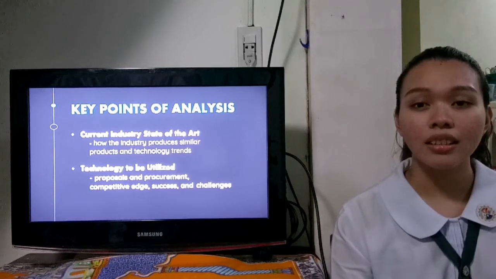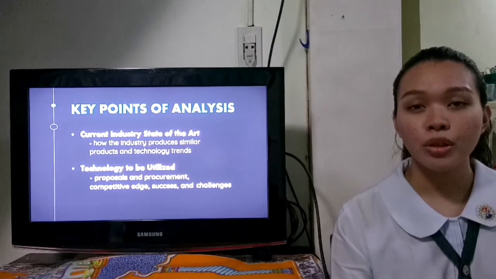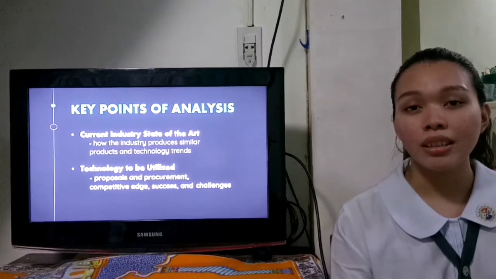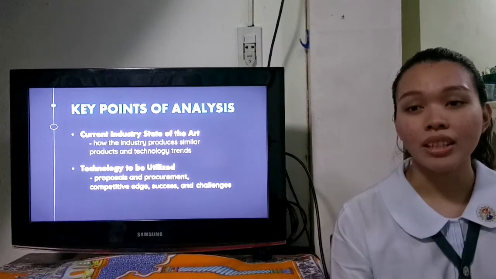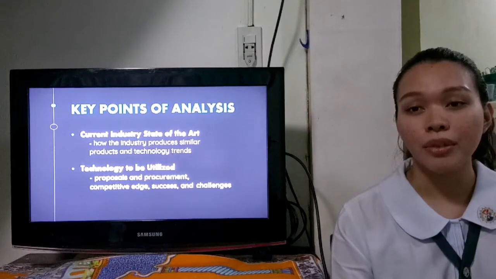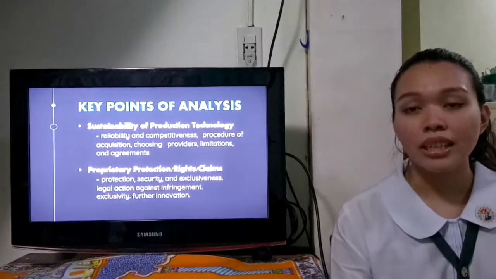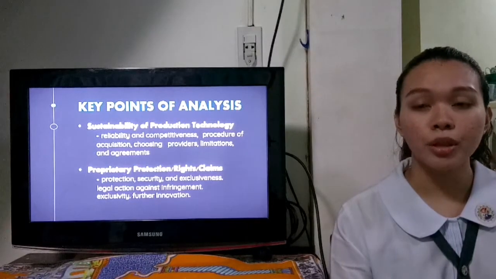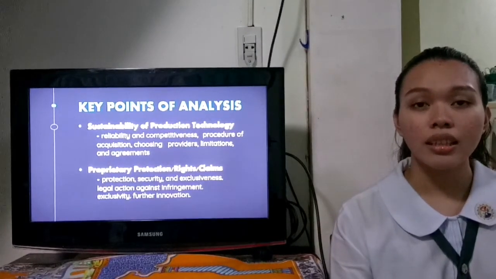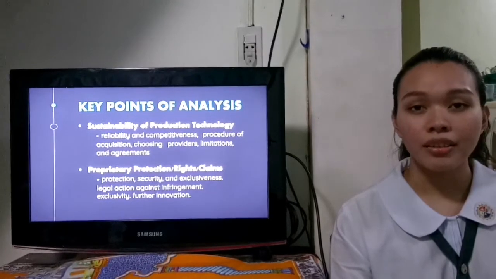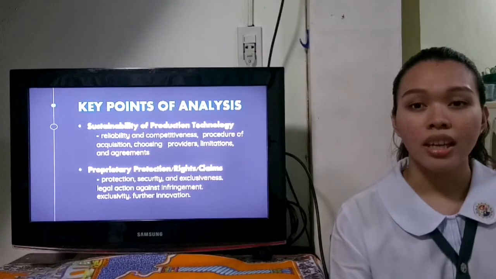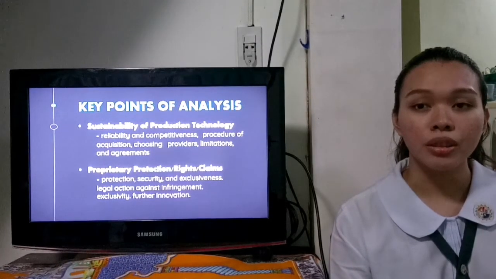The second is the technology to be utilized, which involves the proposals and procurements of prototypes and the competitive advantages, the success rate, and the challenges the entity will face with its adoption. The third is the sustainability and production technology. It is the reliability and the competitiveness of the adoption and the procedures of its acquisition.